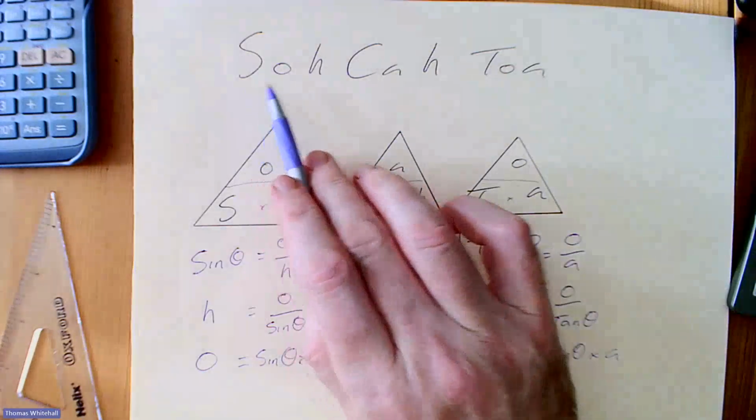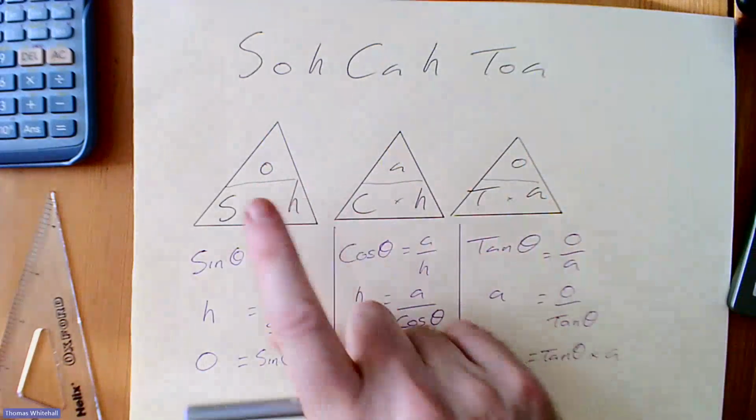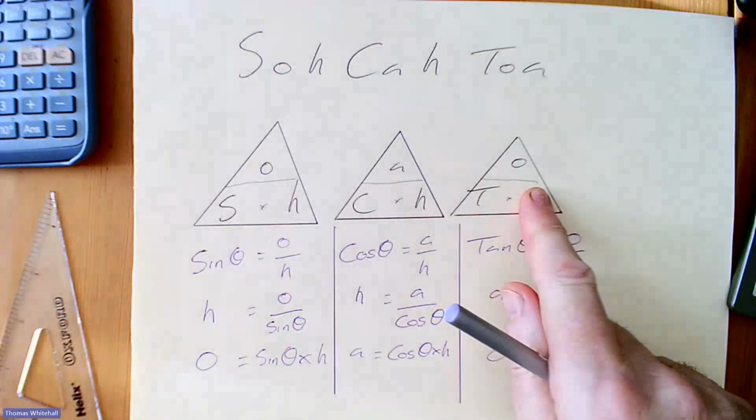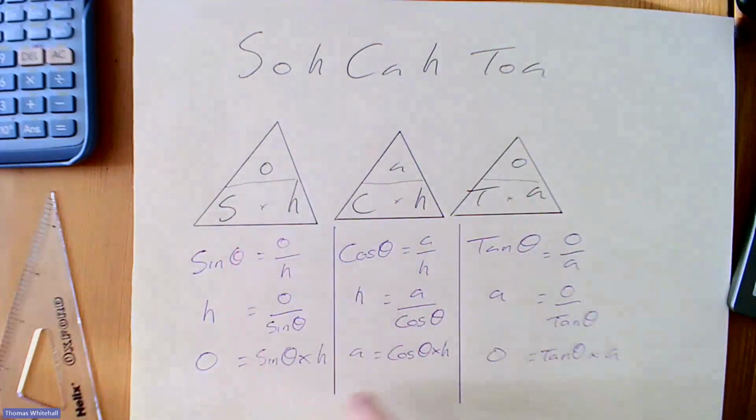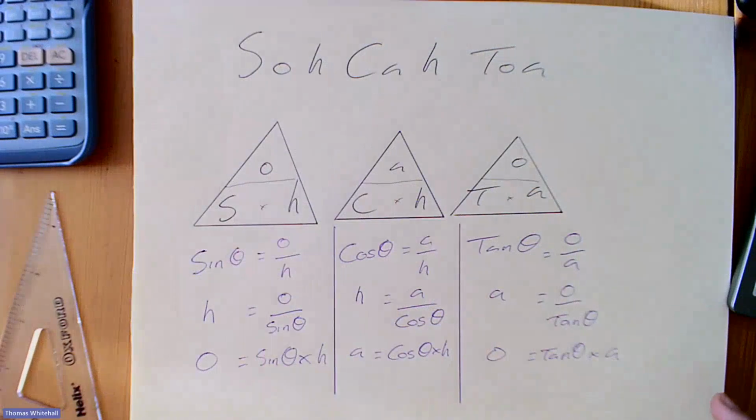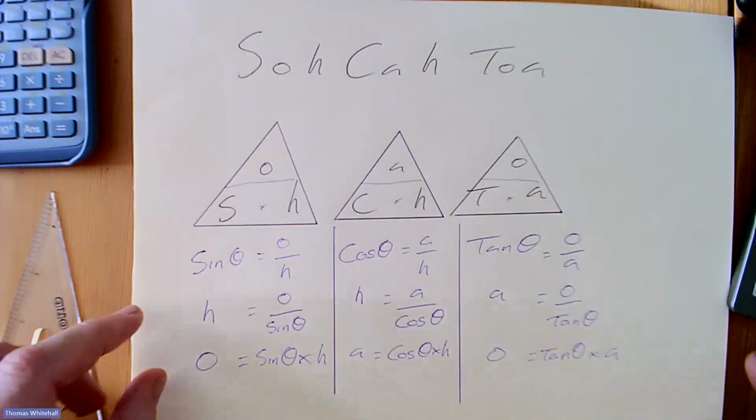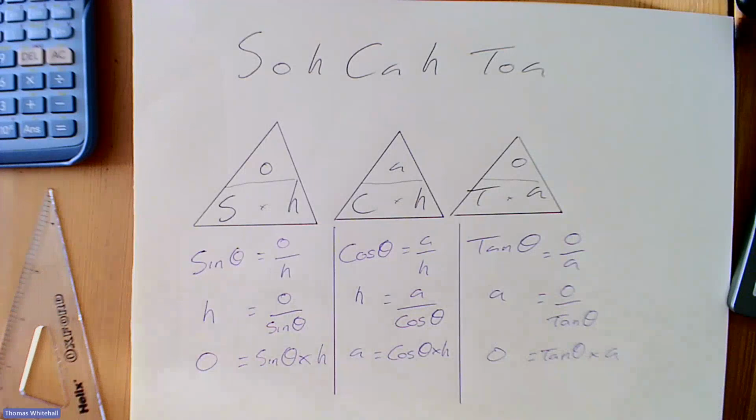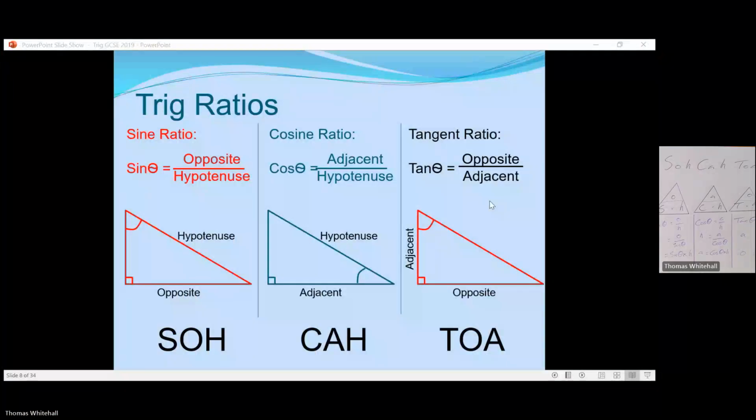So as long as we remember to write SOHCAHTOA, we can identify the ratio, and we can then identify the formula that we need. Okay? So I'm going to put this to one side for the moment. We will come back to it. I'm just going to go back onto that PowerPoint. So everything's there, as we've seen already.